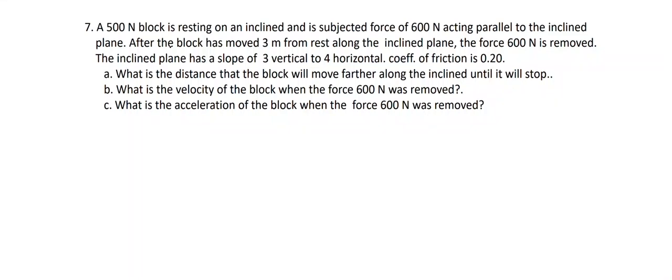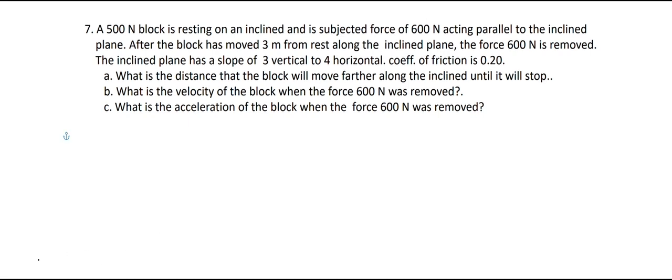A 500 Newton block is resting on an incline and is subjected to a force of 600 newtons acting parallel to the inclined plane. After the block has moved 3 meters from rest along the inclined plane, the force of 600 newtons is removed. The inclined plane has a slope of 3 vertical to 4 horizontal, given a coefficient of friction equal to 0.20. We are tasked to find the distance that the block will move farther along the incline until it will stop, and we are tasked to compute the velocity and acceleration of the block when the force of 600 newtons was removed. To solve this problem, let's try to draw our figure.